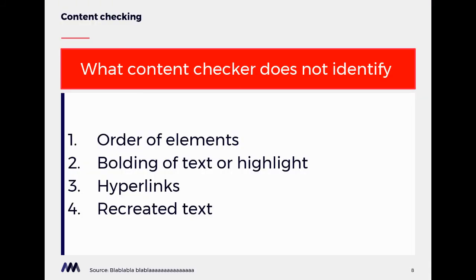As a recap of what content checker can't check for you, there are these few things. First is order of elements. So if you break some box with multiple bullet points to separate boxes, you always need to check if they are in correct order. Second is bolding of text or highlight of text by some different color. Third are hyperlinks. It is always good to check if you see some underlined text if it's not linked to something. This might seem obvious, but it happens relatively often that I see missing hyperlinks.